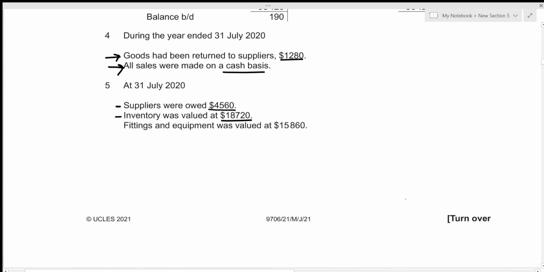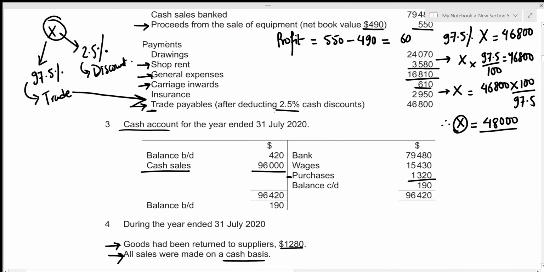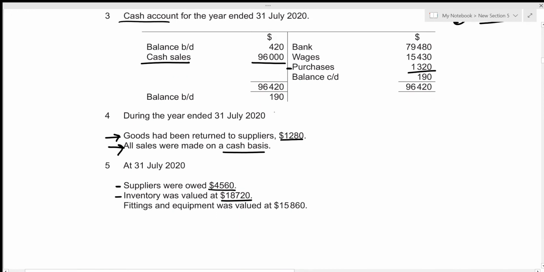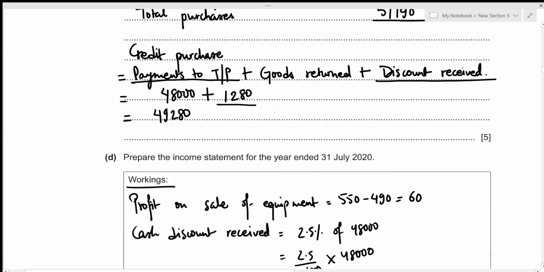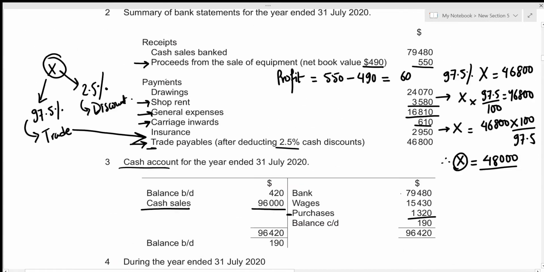Let's look for another overhead. So that's going to be general expenses. It amounts to 16,810. For the opening date, we do not have any information relating to general expenses. Let's look at the closing date. We again do not have any information, so we can just include the amount as it is, 16,810. So that's under general expenses. And the amount is 16,810. Let's look for another overhead.